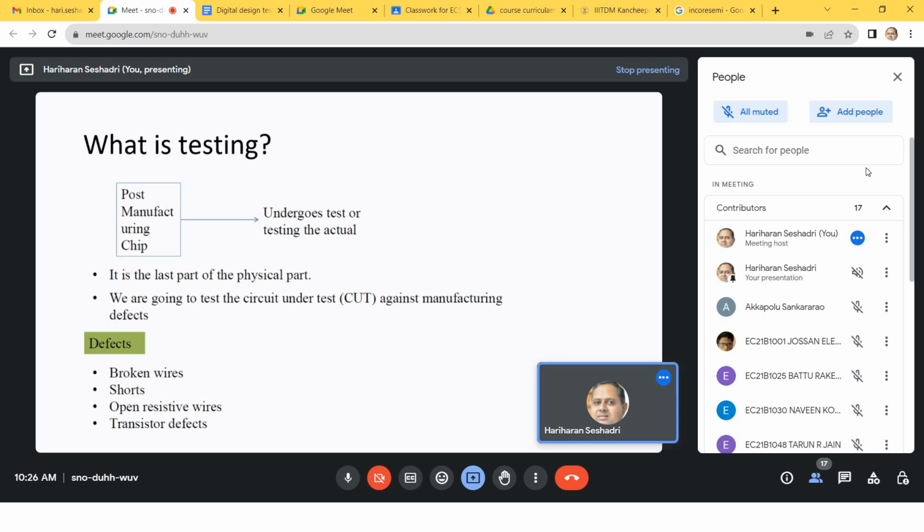Okay, so let's get on. So importance of testing. Why is testing important?